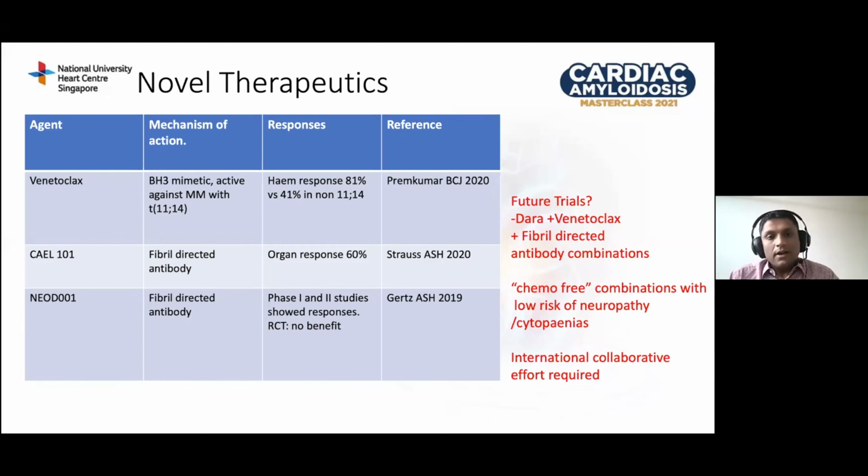patients. However, as illustrated by Andromeda, doing such clinical trials in these patients requires international collaboration. And hopefully we can achieve that, because that's probably our best chance to improve the outcomes for these patients.